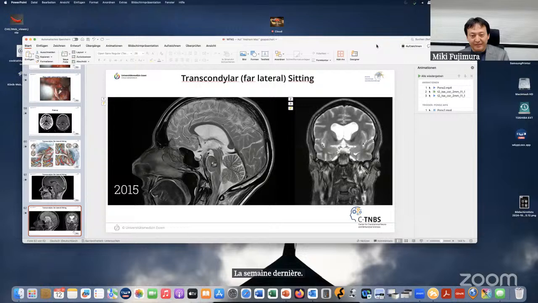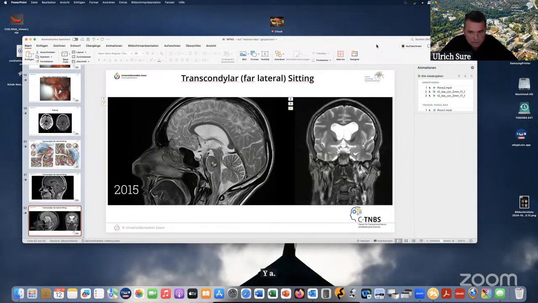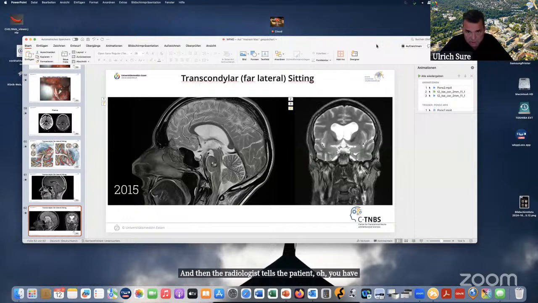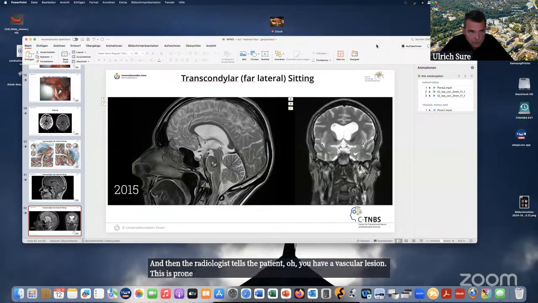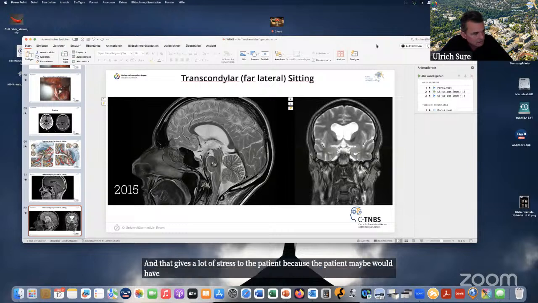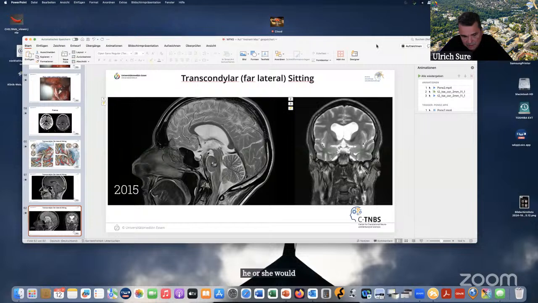Yeah. The reason is that usually the patient, let's say, would have a headache, and a colleague would then perform an MRI. And then the patient is found with a vascular lesion. And then the radiologist tells the patient, oh, you have a vascular lesion. This is prone to hemorrhage, or maybe has even had a small hemorrhage already. And that gives a lot of stress to the patient, because the patient would fear that he or she would have a hemorrhage that gives severe disability.